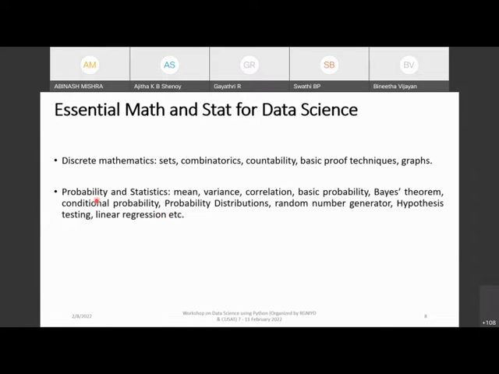Then, without knowing probability and statistics, you cannot become a good data scientist. So these are the building blocks of data scientist. So you should know what exactly you mean by mean, variance, correlation, basic probability theory, Bayes theorem, conditional probability, probability distributions, random number generator, hypothesis testing, linear regression, etc.